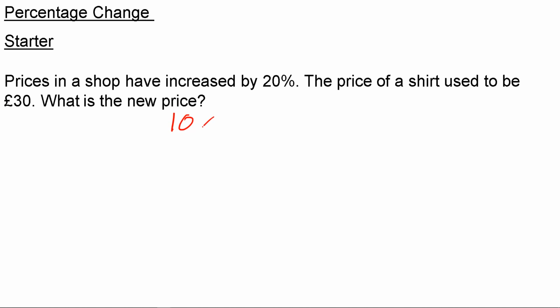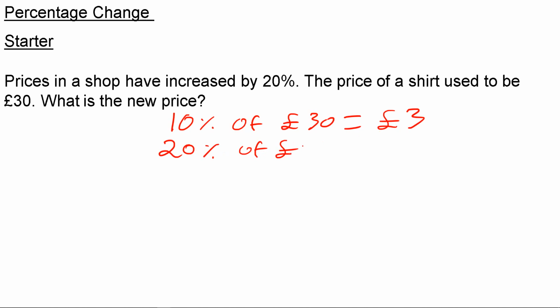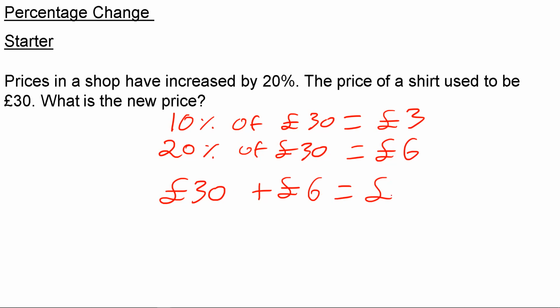So we know 10% of the price is going to be 10% of £30, which is £3. So 20% of the price is going to be £6, double £3. So to work out the new price, we do £30 plus £6, which is £36. We've been told the percentage we're increasing by, and we want the increased value.